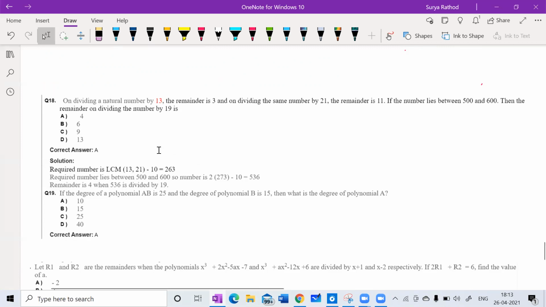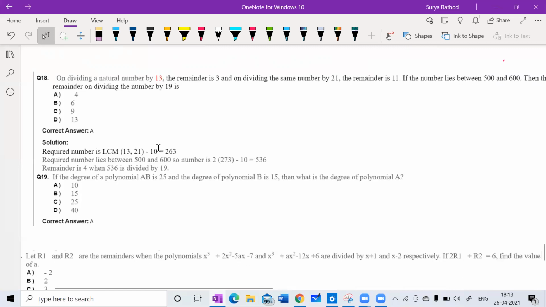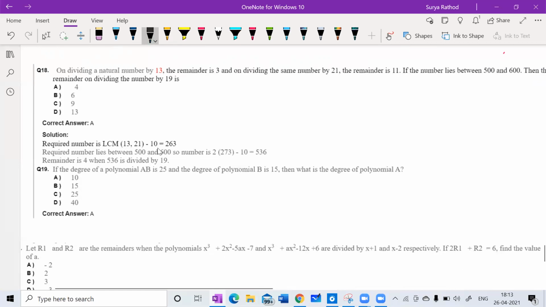See here. Beautiful question, a very good question. Dividing a particular number, let us say that number is x. What is the given condition? That number lies between 500 and 600. So x lies between what now?